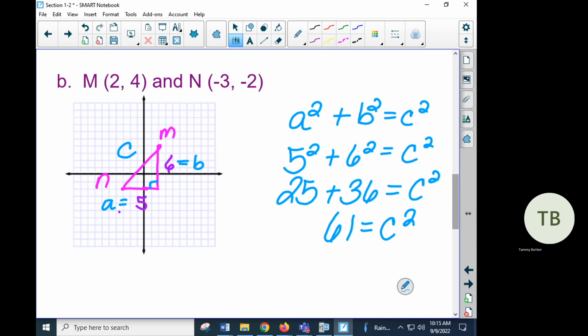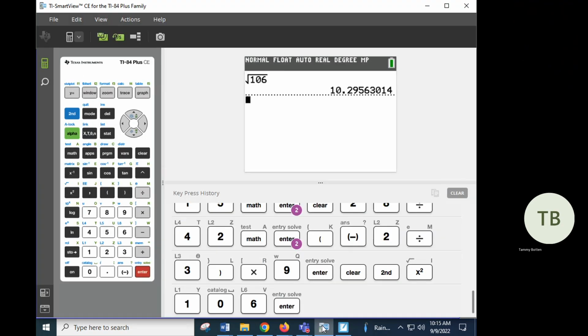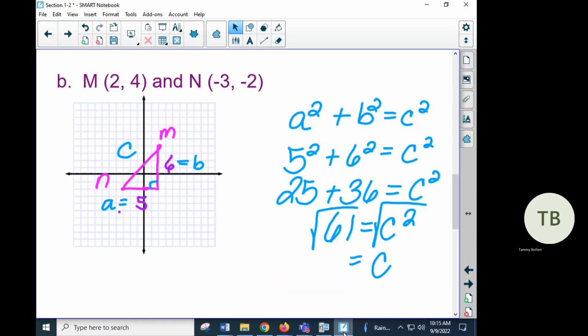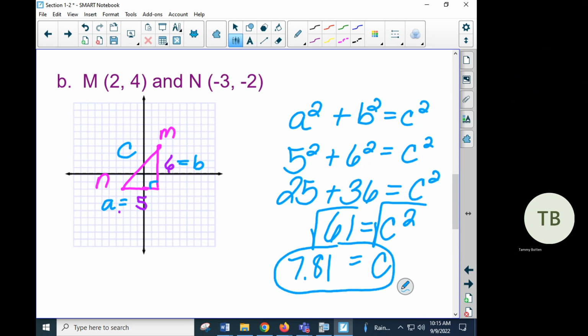And then like we talked about, when you get to c squared, you take the square root. And so c is, we would go second square root 61, enter. And so this one would be 7.81.